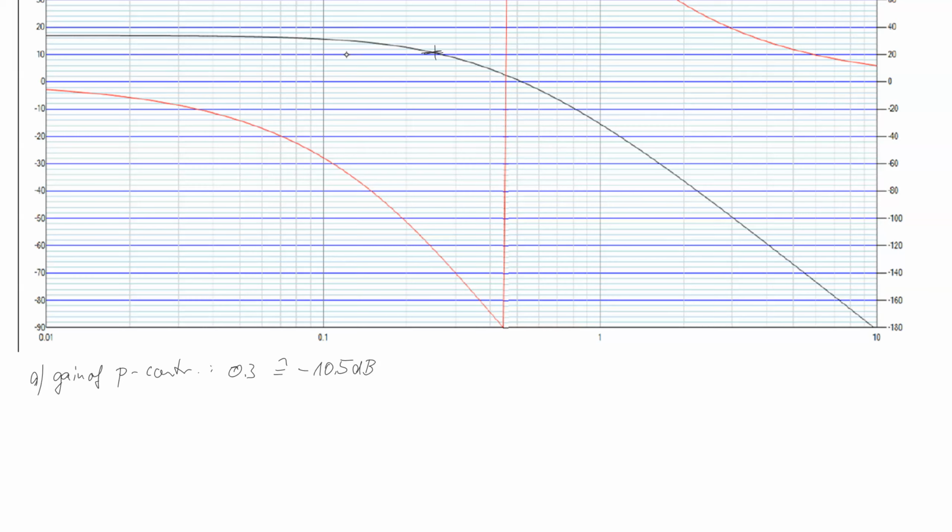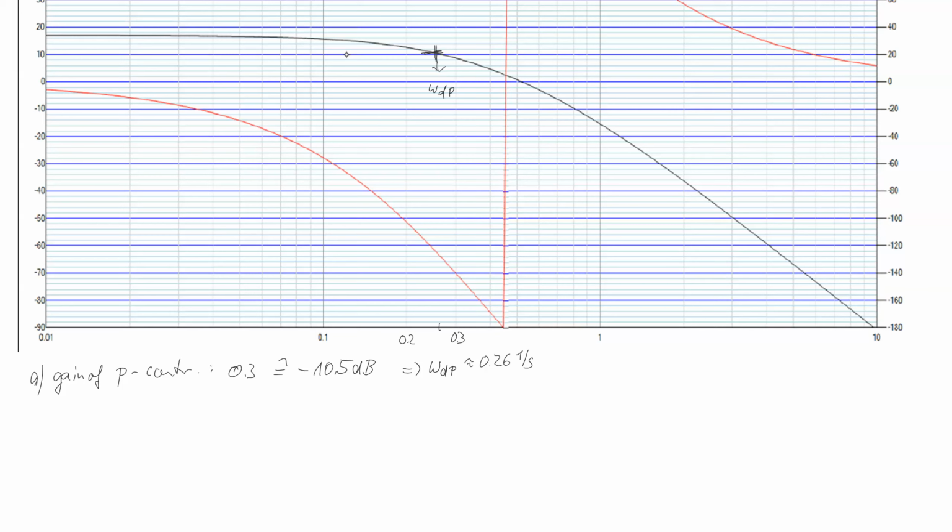This gives the omega d value of the P controller. And if we read this omega d value here, we can say, okay, this is 0.1, this is 0.2, 0.3. This is a little bit more than half of the value. So we can say omega d of the P controller is roughly 0.26 per second.